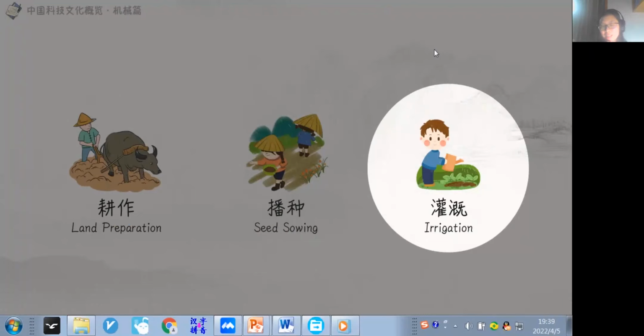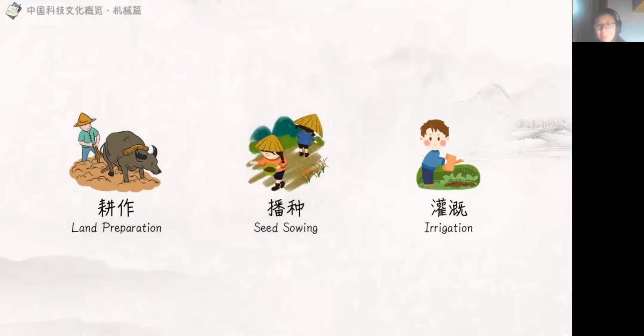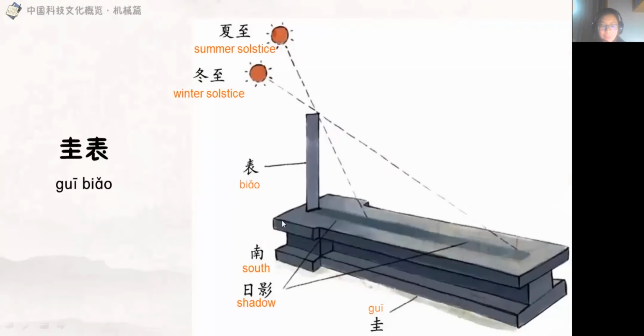现在几点? What time is it now? How would you know? To look at the sun. As clever as the smart people in ancient times. Let's see. We can look at the sun. Yes. So here is a timing tool.